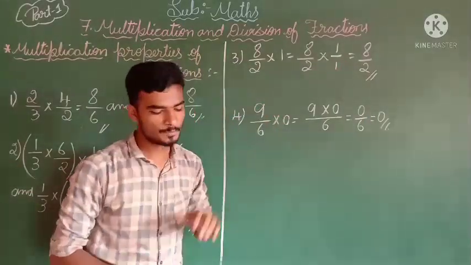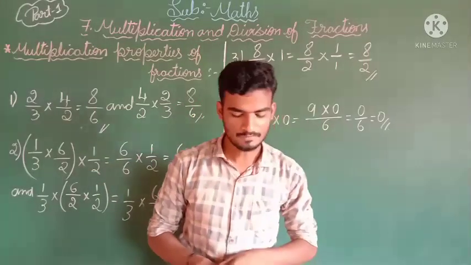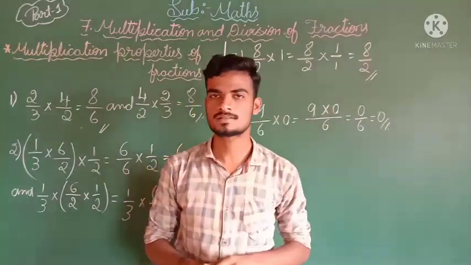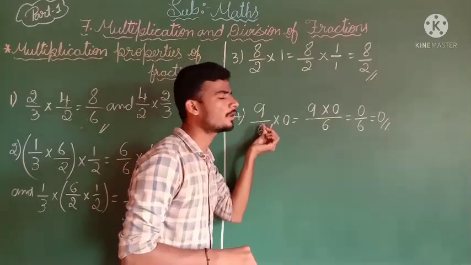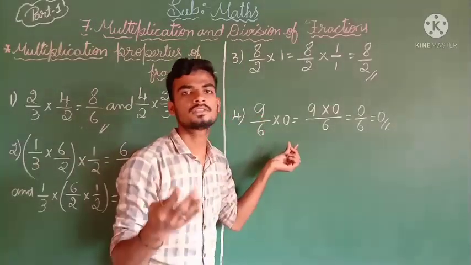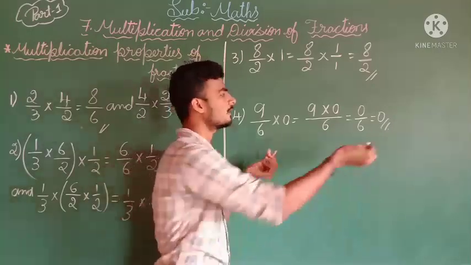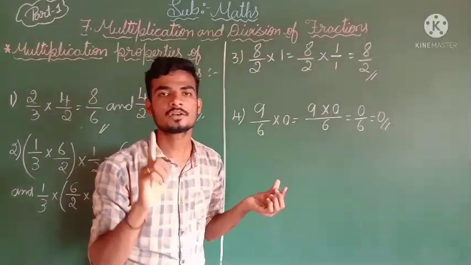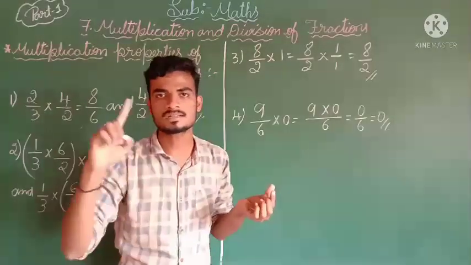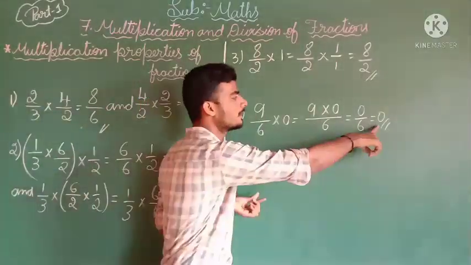Next, the fourth property tells that the product of a fraction and 0 is always 0. Here, if any fraction is multiplied with 0, then what product will you get? You will get the product 0 itself. This you want to remember. While you are multiplying a fraction with the number 0, you will get the product 0.